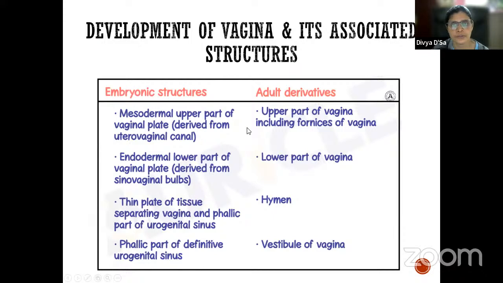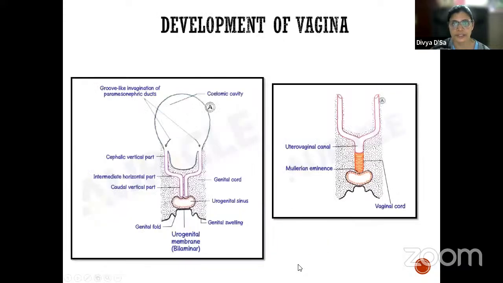Okay, so to summarize, the mesodermal upper part of the vaginal plate, which is derived from the uterovaginal canal, forms the upper part of the vagina and fornix. The endodermal lower part of the vaginal plate, derived from the sinovaginal bulge, forms the lower part of the vagina. A thin plate of tissue separating the vagina and the phallic part forms the hymen. Then the phallic part forms the vestibule of the vagina. So these are the structures derived.